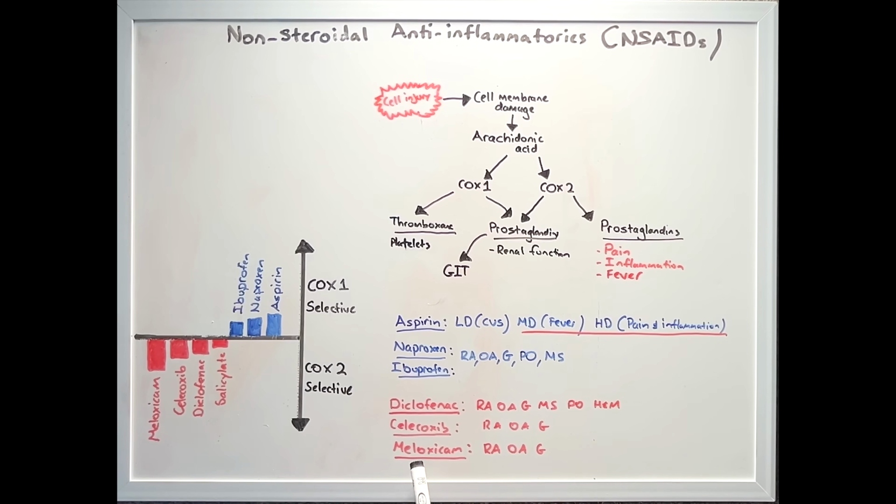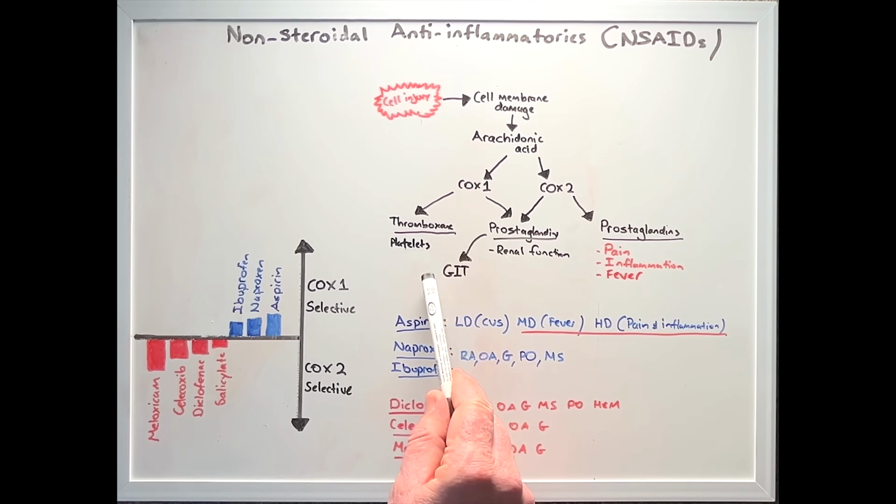and meloxicam. So these will do the same kind of things as naproxen and ibuprofen. So the arthritises, diclofenac is also useful for musculoskeletal, headaches and migraine, as well as post-operative pain. But what these medications do is prevent the side effects associated with the gastrointestinal tract. So these medications are usually used in the longer term and to prevent the side effects associated with gastrointestinal upsets.